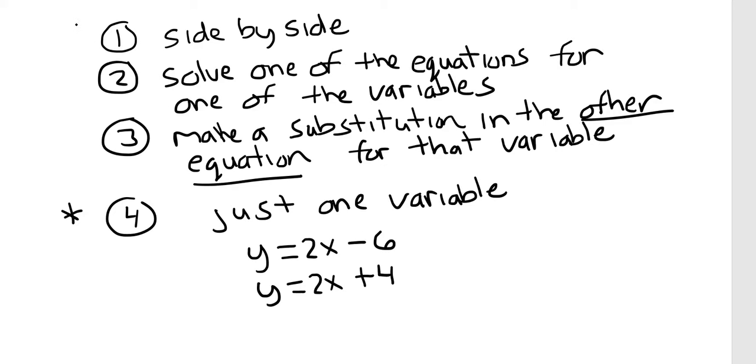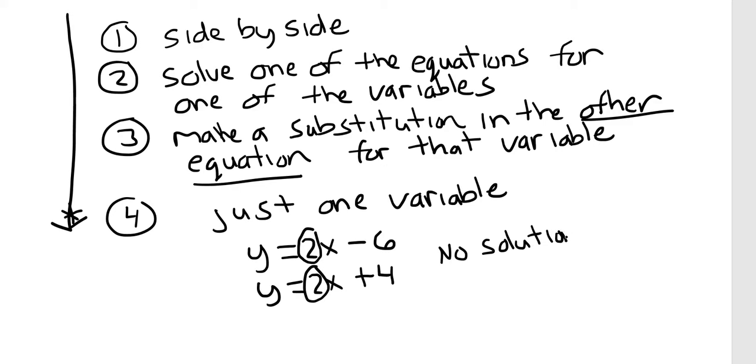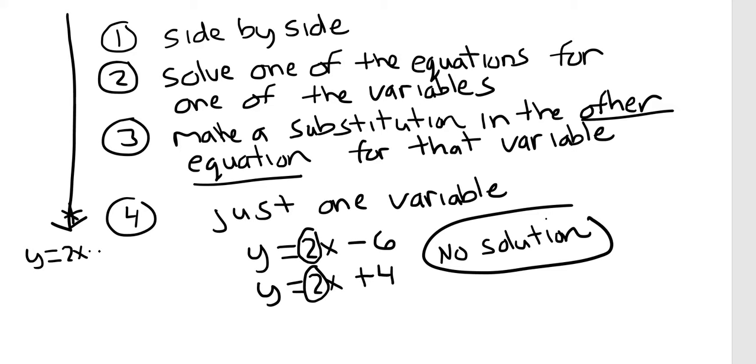Before you even go through any of these steps right here, you should always look at your two equations. If you realize that the two lines have the same slope and different y-intercepts, you would automatically know that they're parallel lines and there would be no solution. So you don't even need to go through the process of doing the substitution if you know that the two lines are parallel.